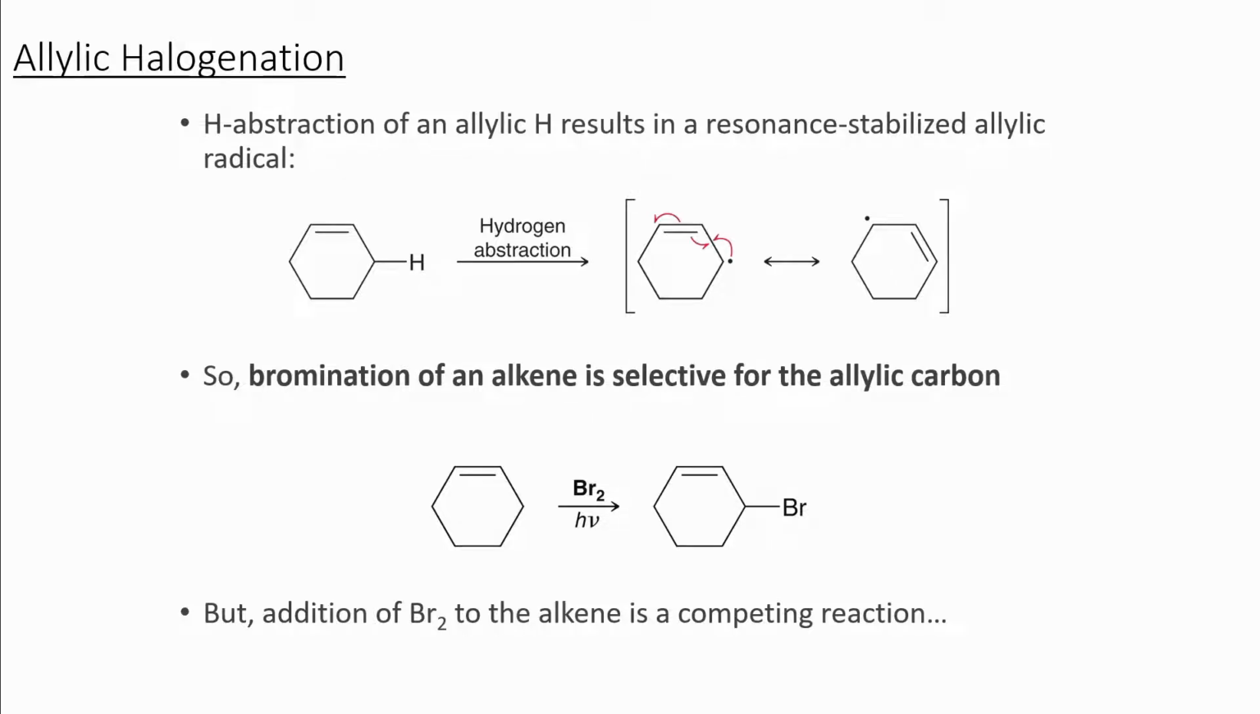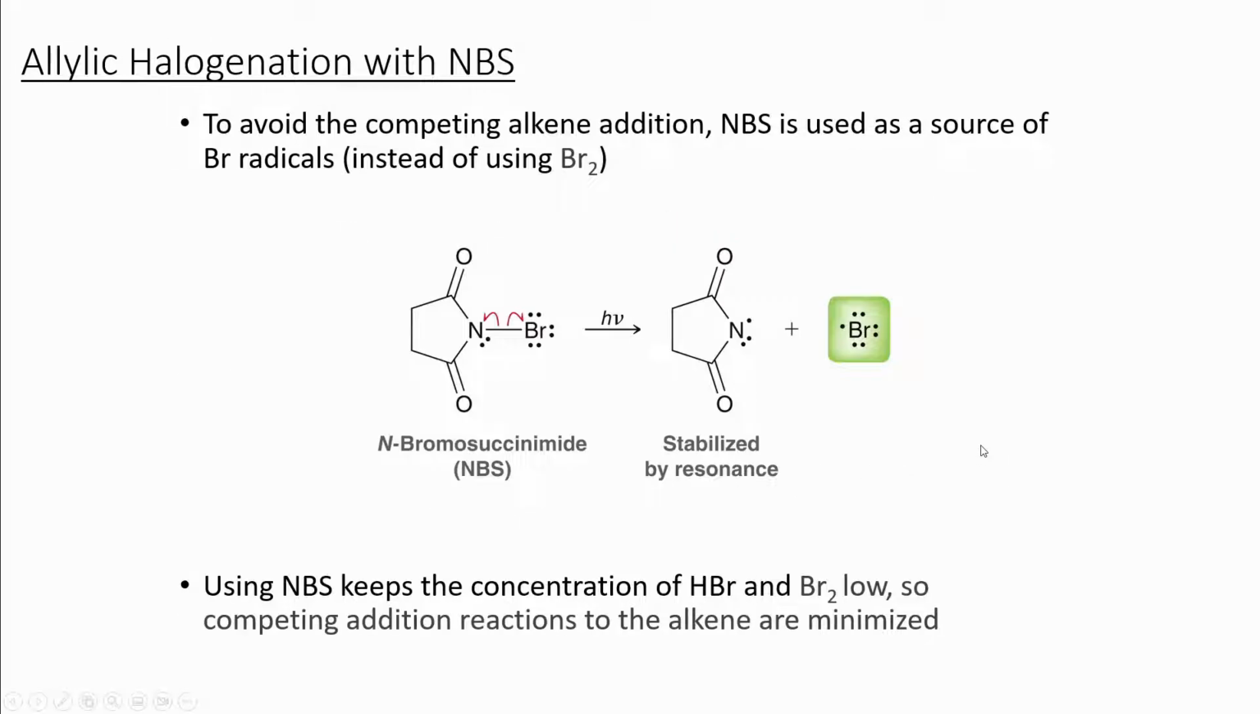But one limitation of this reaction is that the bromine can also do addition to the alkene in a competing reaction. If we want to brominate at the allylic position, we need a specialized reagent that can perform this reaction. This reagent is called N-bromosuccinimide. It is able to donate a bromine radical, but is not able to do an addition reaction.